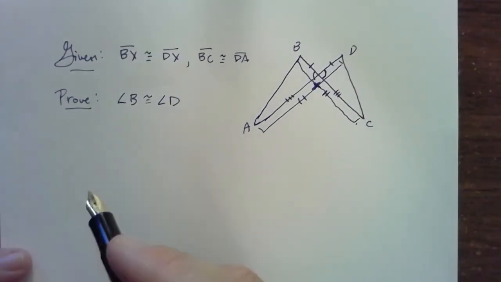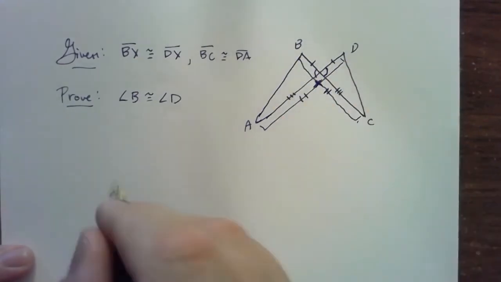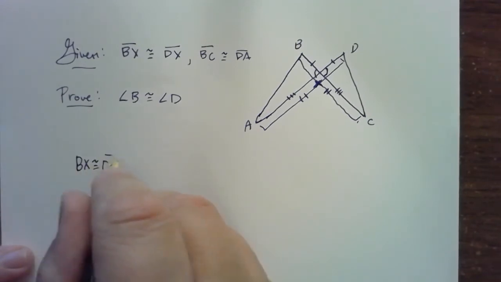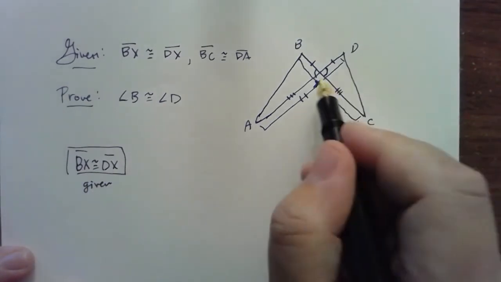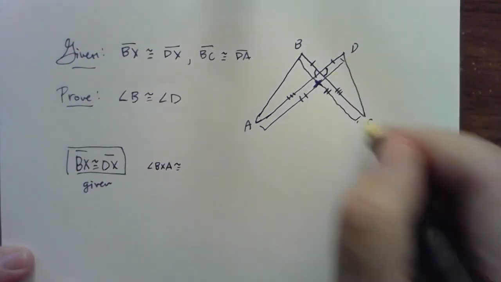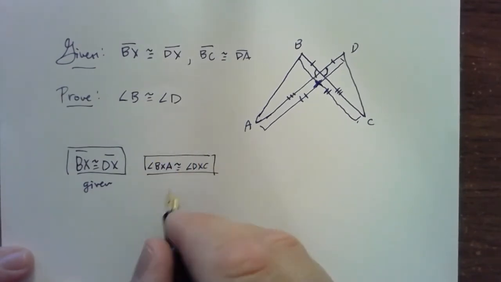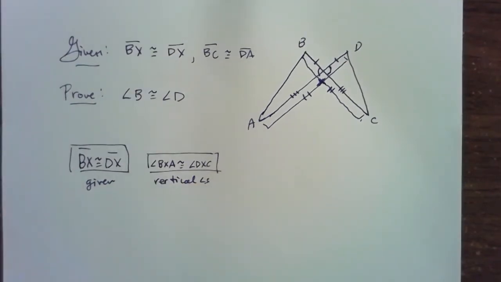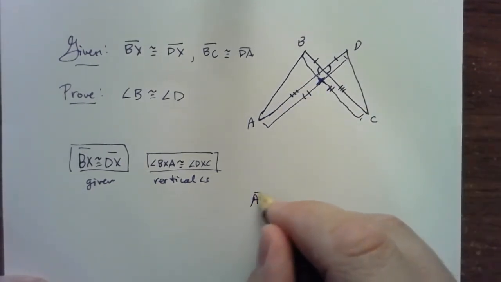Let's look at how this looks when we write it up. So I'm going to have BX congruent to DX. That's a given. Then I have these angles in the middle. Angle BXA is congruent to angle DXC. Those are vertical angles. And then last of all, I want AX congruent to XC. I'm going to put it down a little bit. You'll see why in a second.